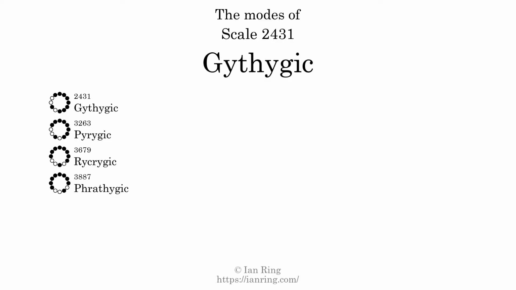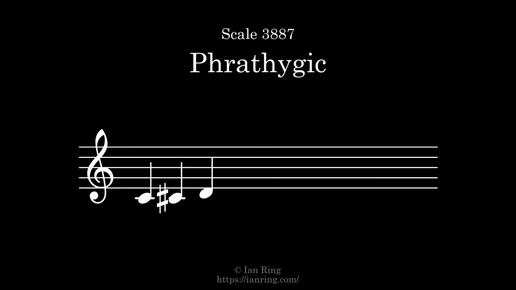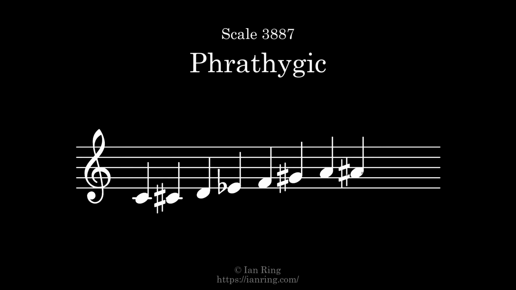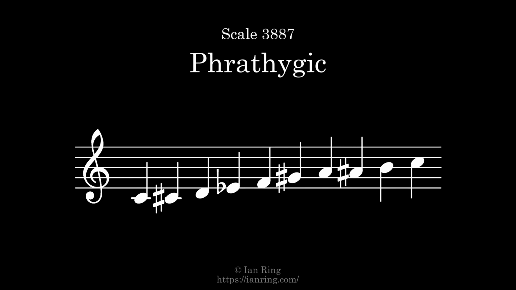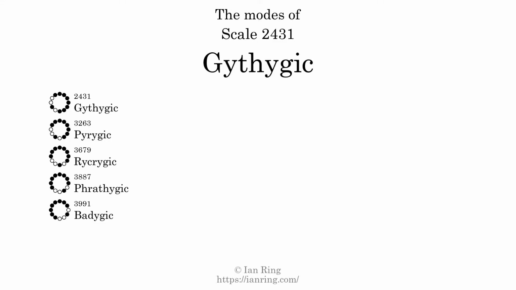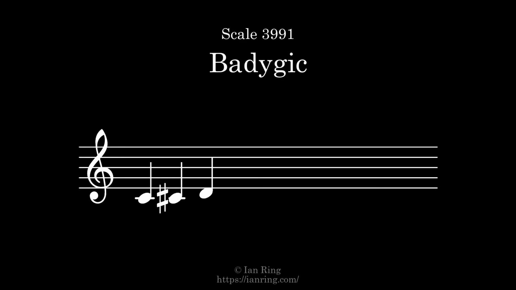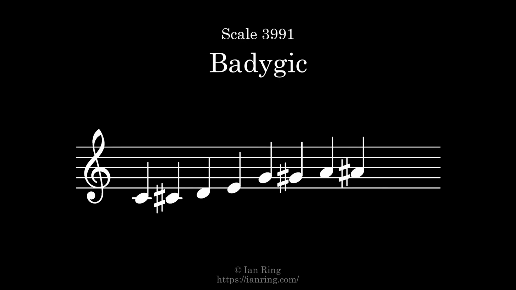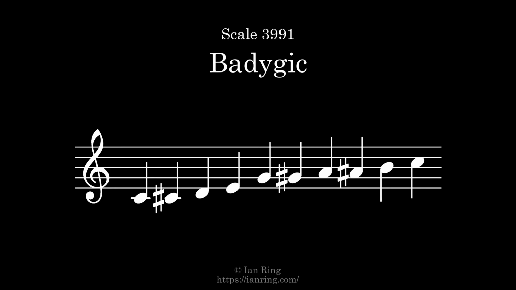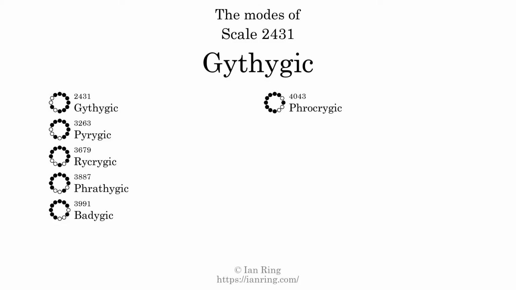The fourth mode is scale 3887, also known as Triads. It sounds like this. The fifth mode is scale 3991, also known as Pyragic. It sounds like this. The sixth mode is scale 4043, also known as Triads. It sounds like this.